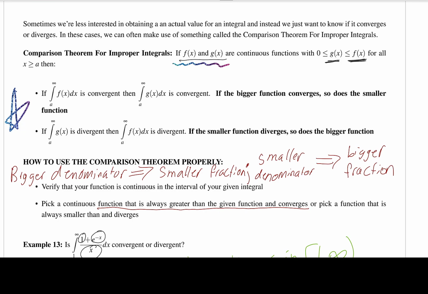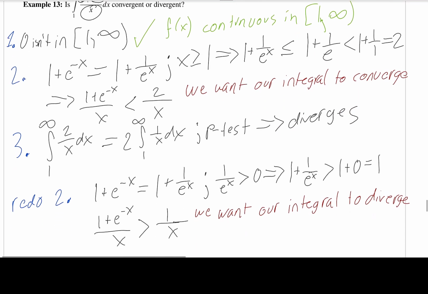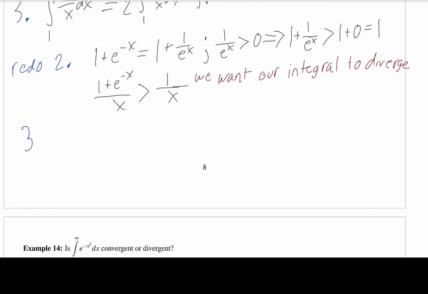Yes, it's important to verify that these are continuous. Yes, it's important that our interval goes from a to infinity where a is greater than 0. But this part in here is the part that people most often forget. Okay, so let's look at the integral from 1 to infinity of 1 over x dx. Well, the p-test already tells us that this diverges. This is the importance of memorizing the p-test.